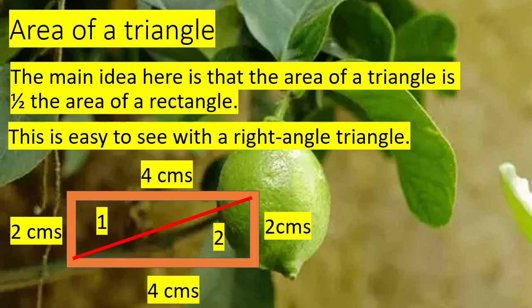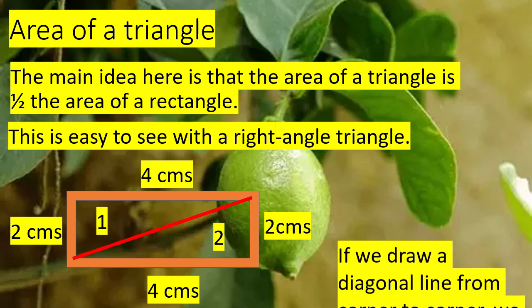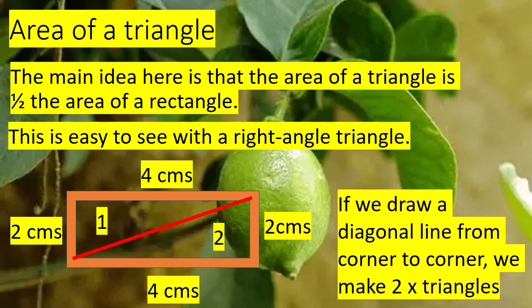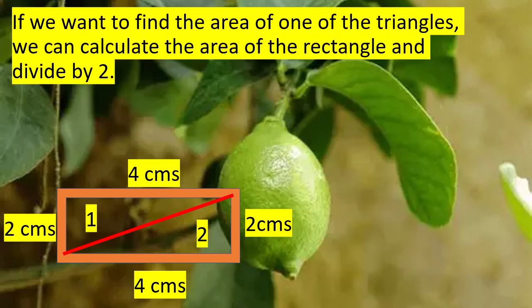So now we're going to look at the area of a triangle. The main idea here is that the area of a triangle is half the area of a rectangle. This is easy to see with a right angle triangle. So here we have a rectangle 4 centimeters by 2 centimeters. If we draw a diagonal line from corner to corner, the red line, we make 2 triangles. If we want to find the area of one of the triangles, we can calculate the area of the rectangle and divide by 2.